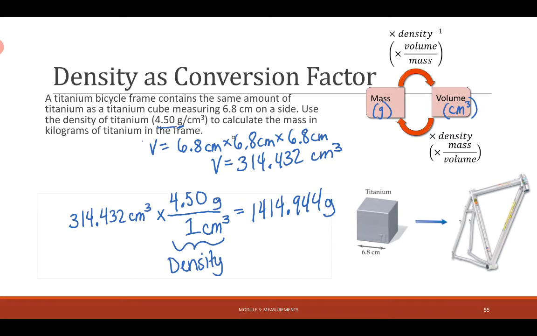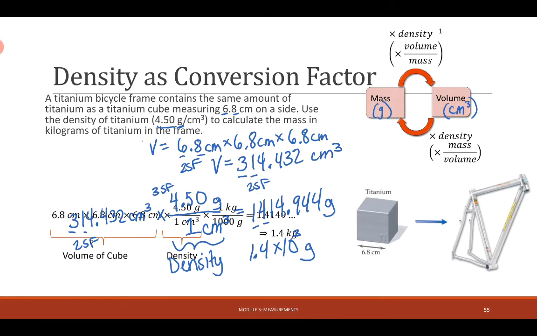And then I need to figure out sig figs. My volume was based on the side length of 2 sig figs. And so each of those had 2 sig figs. So really this one only has 2 sig figs. This density had 3 sig figs. So my side length there is limiting my sig figs. So I'll write this in scientific notation. 1, 2, 3 grams. I could also have converted it to kilograms. Then it would be 1.4 kilograms.